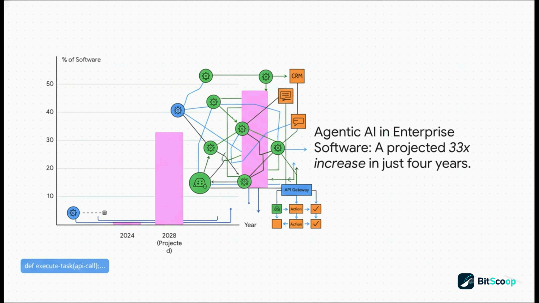And this chart just shows you the insane speed of this change. Right now, in 2024, fewer than 1% of big company software tools have this kind of agentic AI, AI that can do stuff. But look at the projection for 2028, a third. It's expected to jump to 33%. That's a 33 times increase in just 4 years. That is an absolutely explosive growth curve.